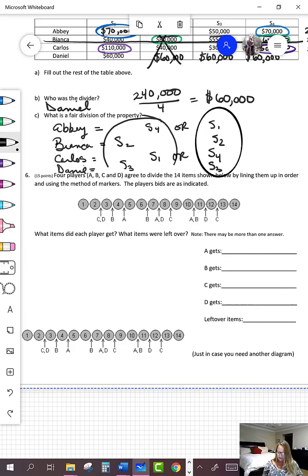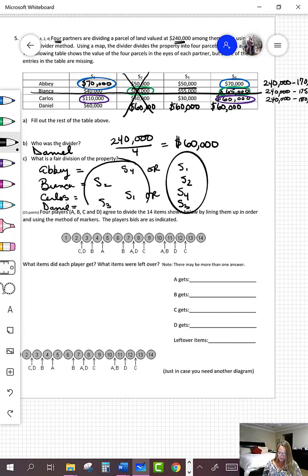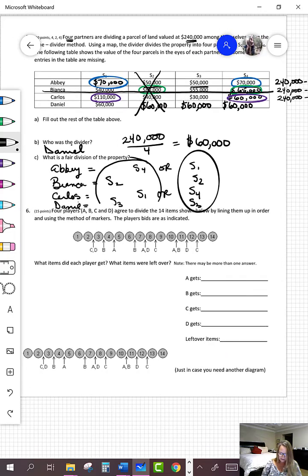So in here, there's actually multiple answers that we could get. Let's first start with C. There are 2 markers that end up at the first place, C or D. So we're either going to give C the 1 and 2, or we're going to give D the 1 and 2. Okay, so let's say that we give C the 1 and 2.